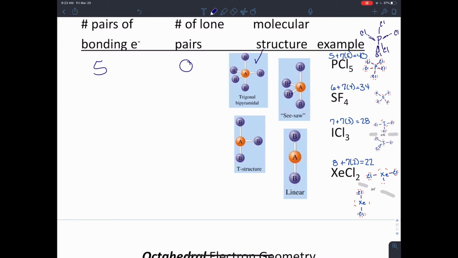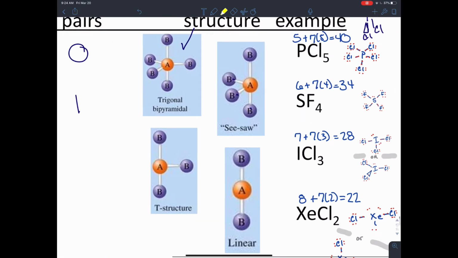How about SF4? So it has 4 bonding pairs. I needed to make a Lewis structure to see there's actually 1 lone pair. So that's 5 regions of electrons. Just looking at this Lewis structure, there's a lone pair right there. And so its electron geometry is trigonal bipyramidal, just like the previous one. I would need to look at the table to see that what remains when we look only at the atoms in the molecule is a seesaw shape.